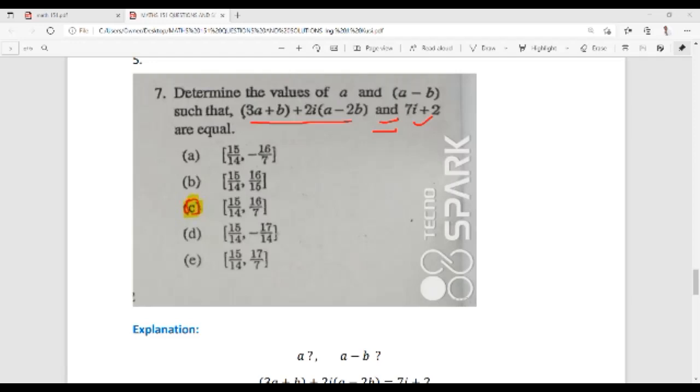Okay. And he's saying we should look for A first. So the value that will be placed here will be A. And when we are done looking for A, then we should look for A minus B. That will be the value placed in this place. You understand the question now? Okay, so let's attempt to solve it.